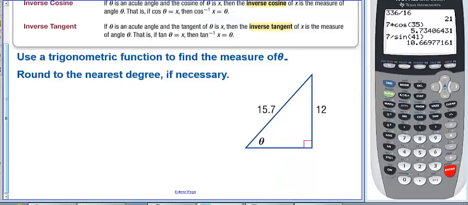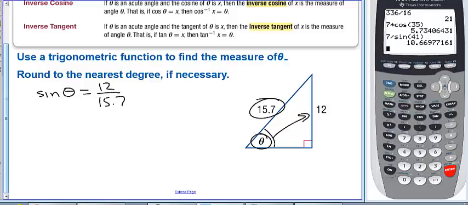Use a trigonometric function to find the measure of theta. Round to the nearest degree if necessary. So now we have the side opposite the theta that we've chosen down at the bottom of the right triangle, and we have the hypotenuse. Well, that's sine. So we have the sine of theta is equal to 12 over 15.7. So now, instead of finding the length of a side, we're trying to find the angle. So here we have 12 divided by 15.7. And that's equal to 0.76433.